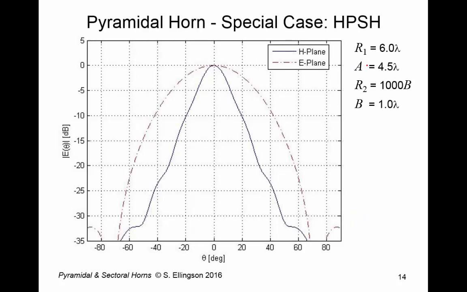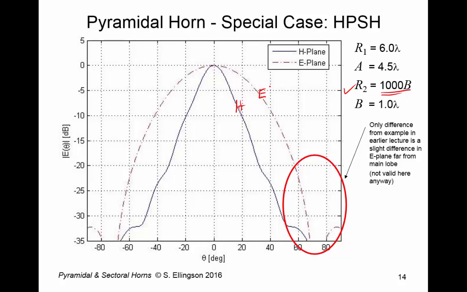First, let me remind you of what an H-plane sectoral horn looks like. I can use the exact same math I just developed for the pyramidal horn, and I can let R2 be ridiculously large. In this case, I'm simply making it 1,000 times B, simply to give me a value which is very, very close to an ideal H-plane sectoral horn, and which allows me to use the pyramidal horn equations. So when I do this, I get the result that you hopefully recognize from the previous lecture. Here is the H-plane. Here is the E-plane. It's as we expect.